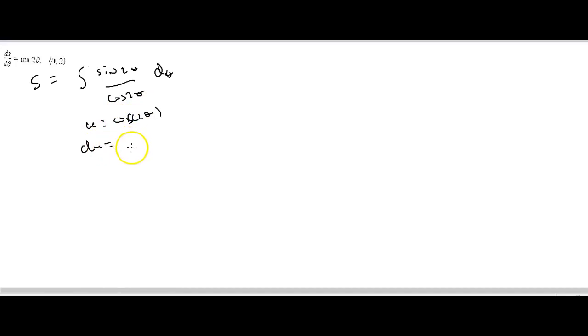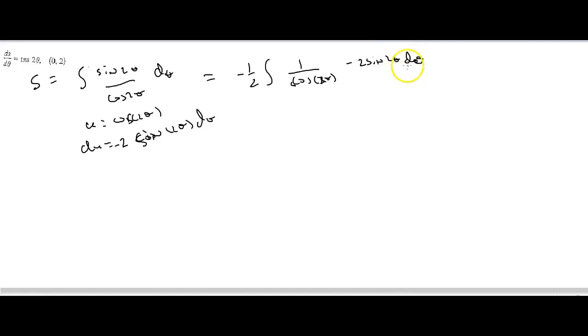Du, therefore, is equal to 2 times negative sine of 2 theta. Again, take the derivative of the outside, which is negative sine, times the derivative of the inside, which is 2. So I end up with this mess. Anyway, I can make the top look like that. Certainly, I just need a negative 2. So I'm going to go negative 1/2 the integral of 1 over cosine of 2 theta, negative 2 sine 2 theta d theta.